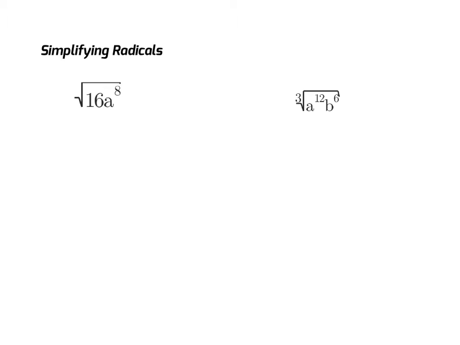Now if you remember what a square root represents, it's what number times itself will give us 16a to the 8th. So we have to think of this in two parts. We're going to think what number times itself gives us 16 and what times itself gives us a to the 8th. Well, 16 we can do. What is the square root of 16? I'm sure some of you have been saying 4.